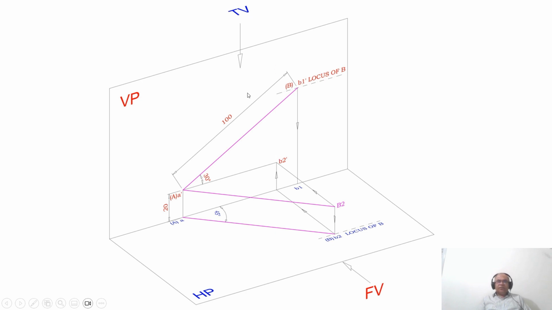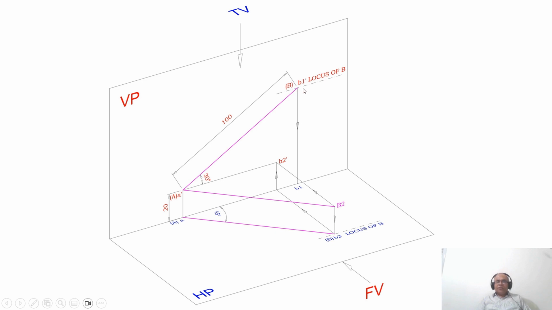But when you look from the top view, the point A is on VP, but we don't have the top view of the point B1 dash. Where are you going to get the top view of the point B1 dash? It should also lie on the vertical plane. Why? Because point A is in VP, so B1 should also be on VP. Then only the line will be parallel to VP. A is on VP, B1 is on VP, therefore the line is parallel to VP.